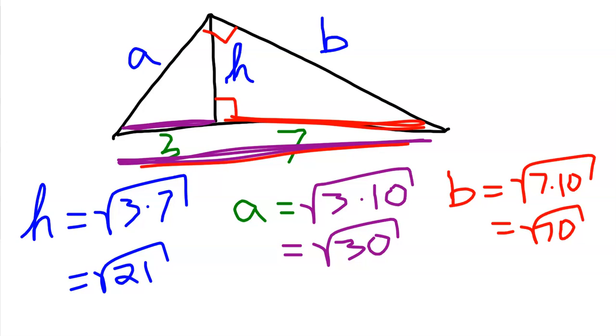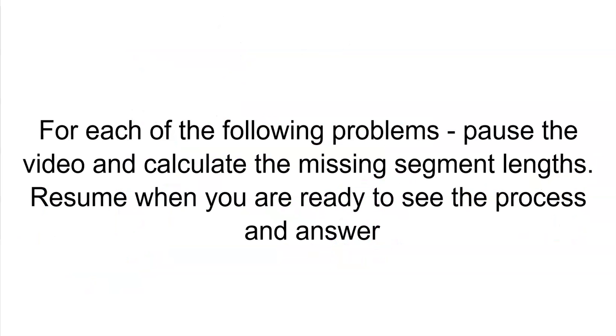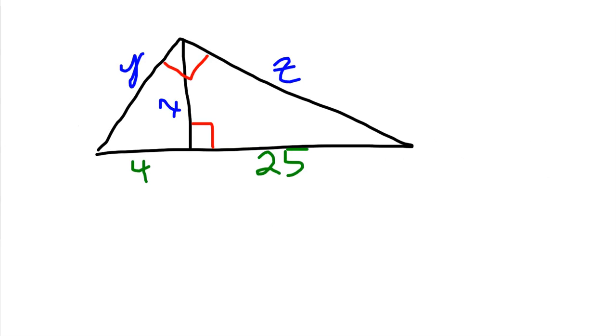None of these can be simplified, so those are the lengths of the altitude and the two legs of this right triangle. So what I'm going to ask you to do is for the next three problems, you're going to pause the video at the start of them. There's one per slide, and calculate the missing segment lengths. When you're ready to see the process and the answer and to check your work, you're going to unpause the video and move on. So here is the first triangle that you're going to work with. Very similar to what we had before. Go ahead, pause the video, calculate the lengths of X, Y, and Z. Come back when you're ready to see the answer and move on.